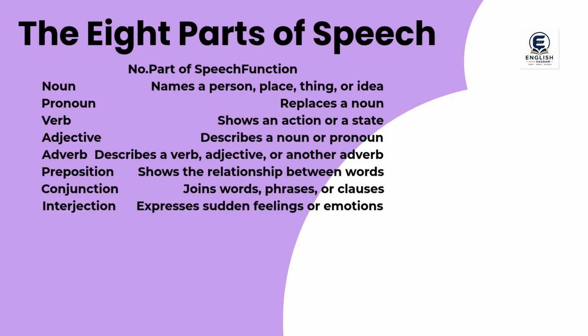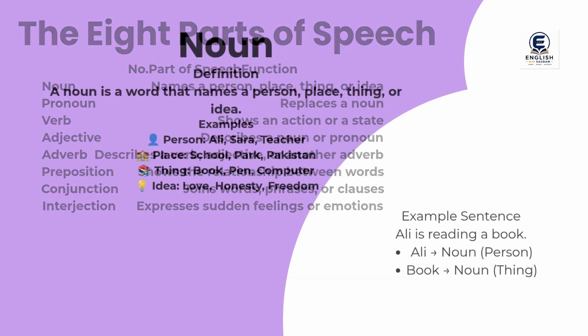A preposition shows the relationship between words such as place or time. A conjunction joins words, phrases, or clauses. And an interjection expresses sudden feelings or emotions. In the next few minutes, we will look at each one with simple examples. Let's begin with the first part of speech, the noun.